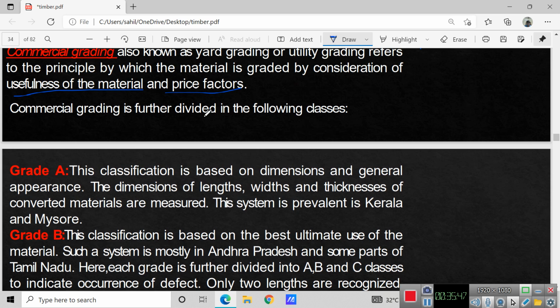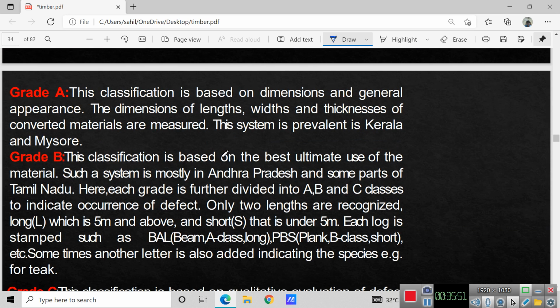Now, commercial grading is further divided in the following classes. Grade A, the classification is based on dimensions and general appearance. The dimension of lengths, widths and thickness of converted materials are measured. The system is prevalent in Kerala and Mysore. Now here mainly the dimension of lengths, widths and thickness of converted materials are considered.